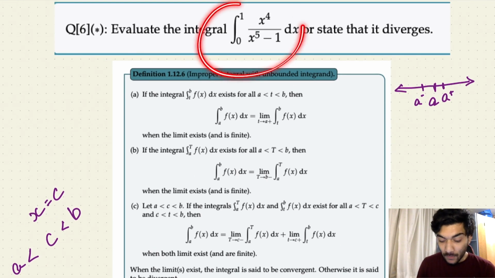Don't worry if that seems complicated. We'll solve this question in the next video, which will give you a detailed idea about how to solve improper integrals with unbounded integrands. So stay tuned for that.